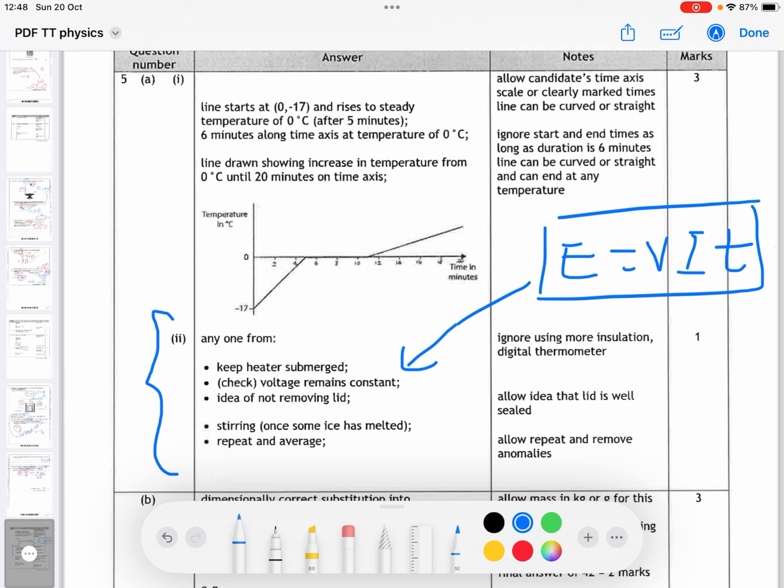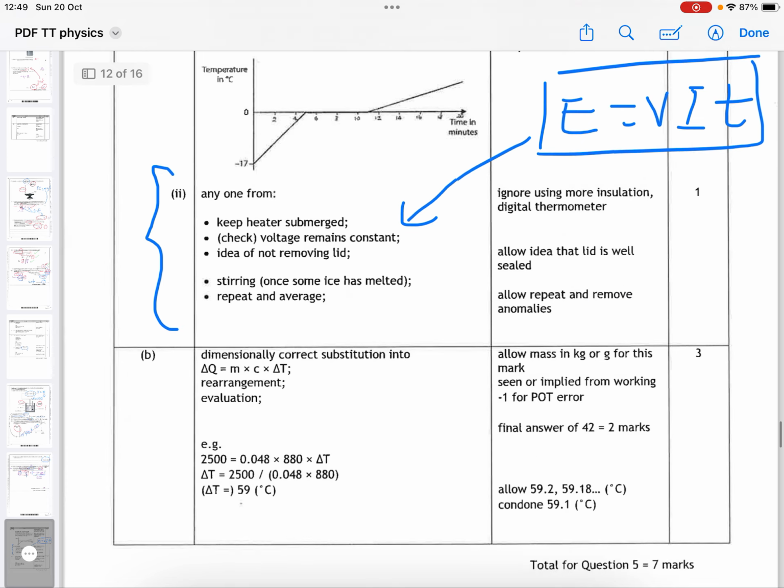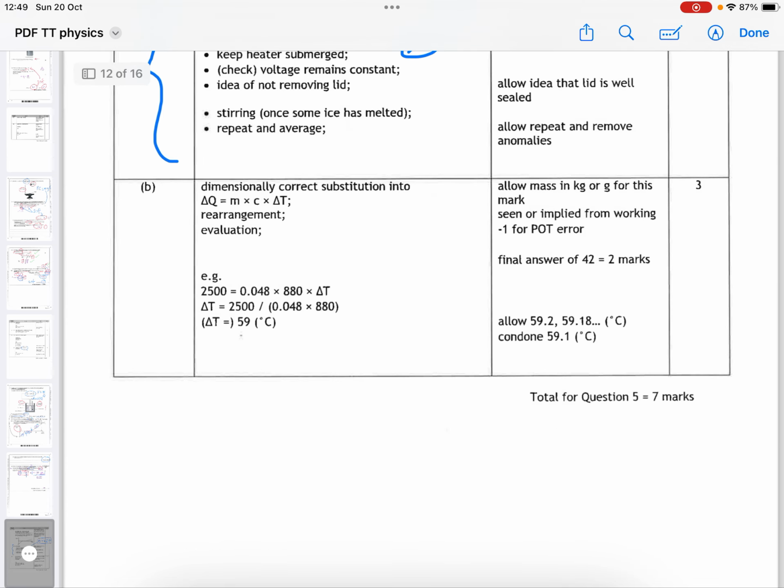And I did say not to remove the lid because you want to make sure there's no heat transfer to the surroundings. So all the heat goes into thermal energy, and all the thermal energy goes to the ice. Stirring, for example, they'll accept, and repeating and averaging to make sure you get accurate data. These are all different ways of doing this. Then you put the numbers in and get the answer out. That's how you get the 3 marks for the specific heat capacity equation.